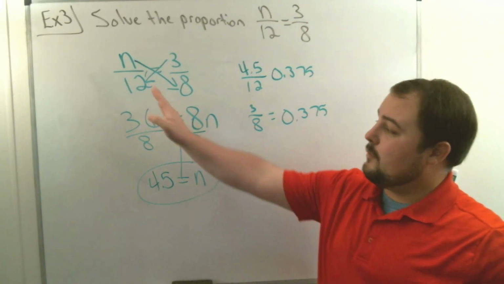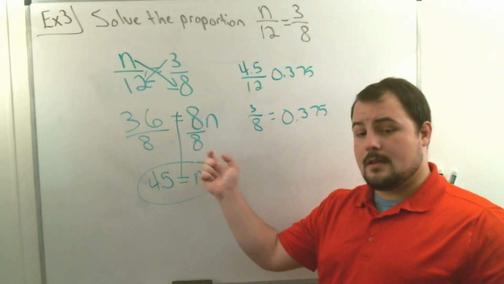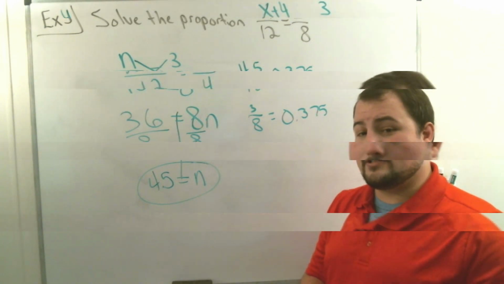And again, whenever we start with two fractions already being equal, we can cross multiply them, and then all we have to do is divide by the number that's with the variable, and we get our answer.